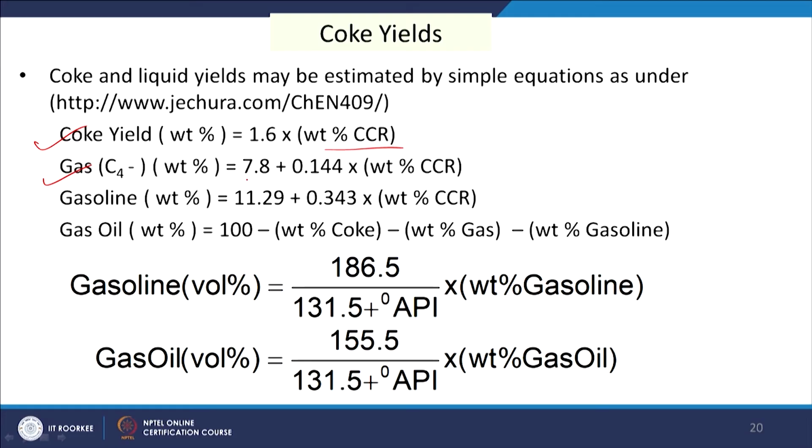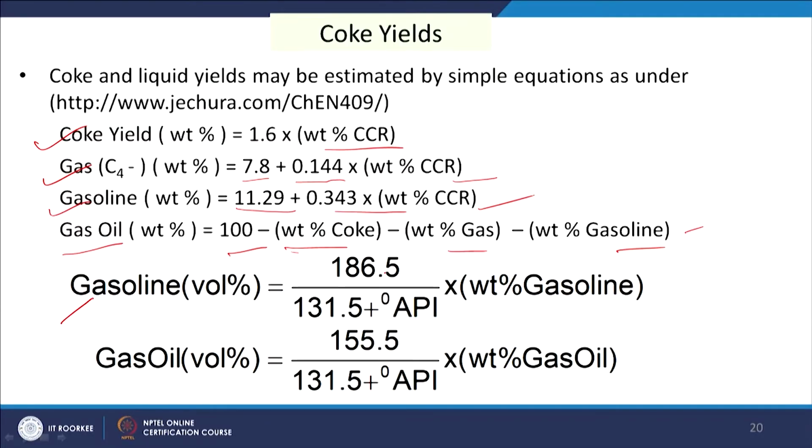and gas, that is LPG, will be 7.8 plus 0.144 into CCR value, and gasoline we can get as 11.29 plus 0.343 into CCR value in weight percent, and gas oil will be 100 minus coke minus gas minus gasoline. That way we can calculate by mass balance.